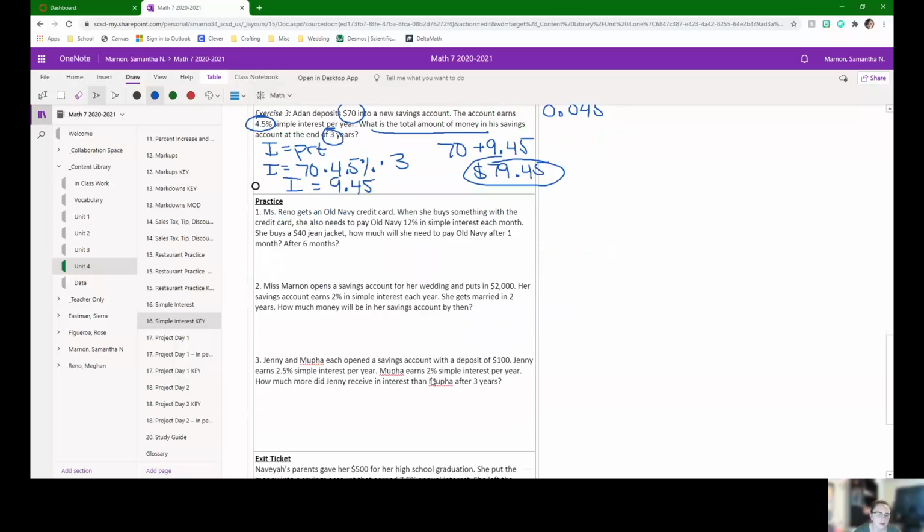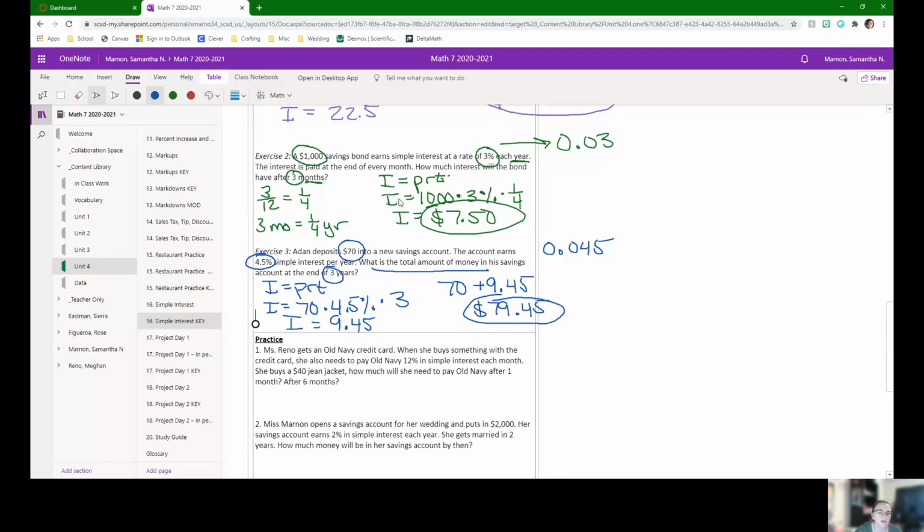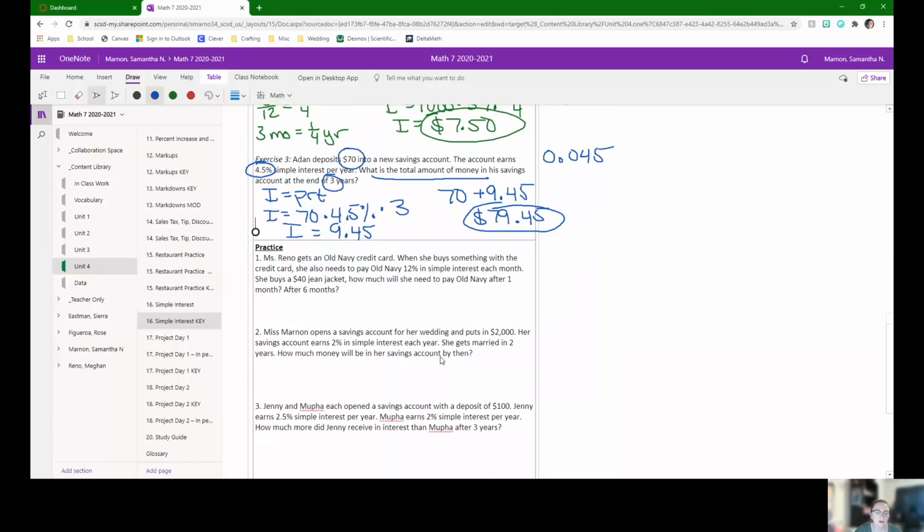So these are going to take some careful reading to figure out if they want just the interest, if they want the total amount in the account, and if they're giving us months or years. So those are the things to look for.